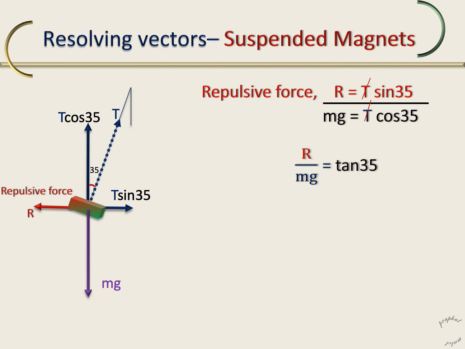Now your answer becomes, the left hand side will be r by mg, and the right hand side sin 35 by cos 35 becomes tan 35. Cross multiplying, r is equal to mg into tan 35. I know the weight, because mass is given, multiplied by 9.81 will give you the weight, and tan 35 you can calculate, 0.7. Finally you will get the answer. The repulsive force is 0.1 Newton. Okay.